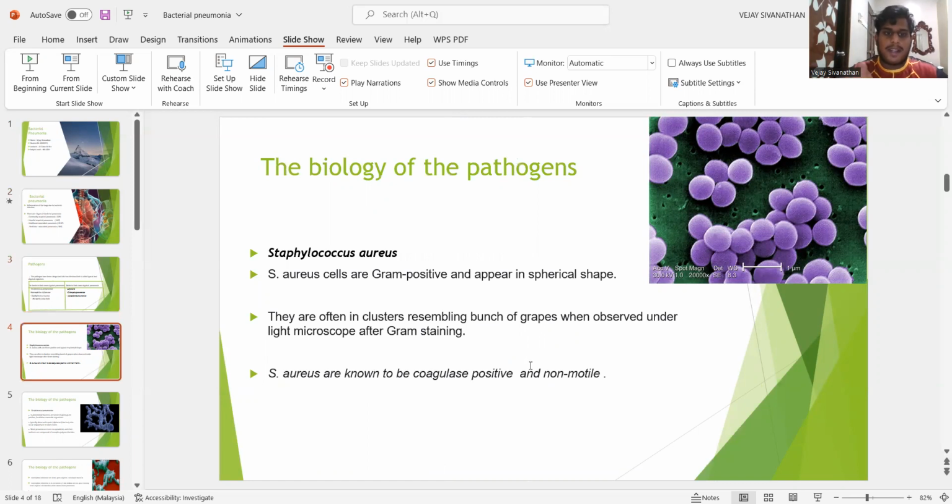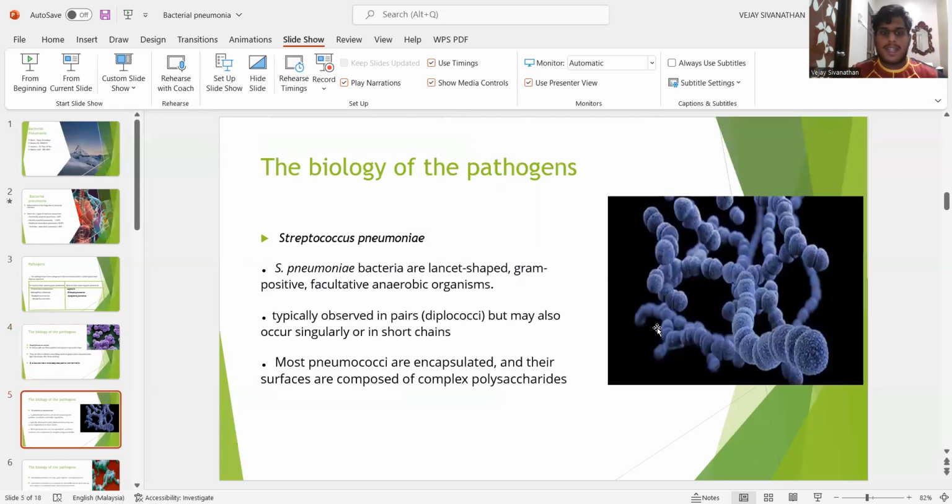The first pathogen that I'll be mentioning is Staphylococcus aureus. Staphylococcus aureus cells are gram-positive and they appear in spherical shape. They are often in clusters resembling bunches of grapes when observed under light microscope after gram staining. Shown in the image above, this is an image of Staphylococcus aureus. Staphylococcus aureus are known to be coagulase positive and they are also non-motile.